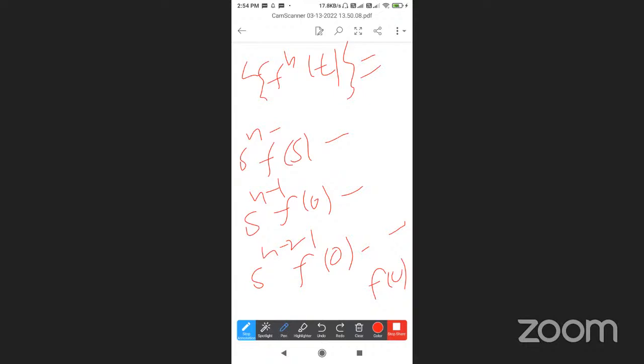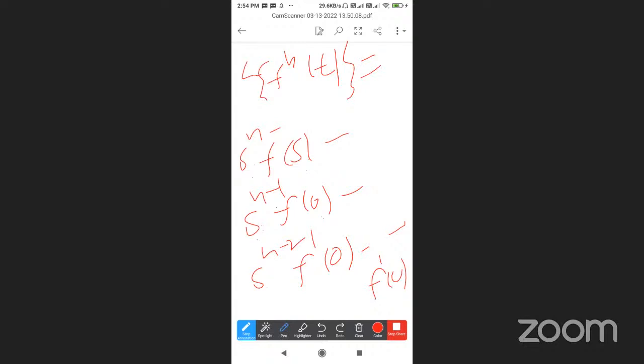We can practice the nth derivative formula. The last term is compulsory, f of 0 or f dash of 0, at the end of the expression. So the last is f dash of 0. Now take n equal to 1: s to the power 1 f bar of s minus s^(n-1), which is 1, times f of 0. Take n equal to 2: s square f bar of s minus s f of 0 minus f dash of 0.